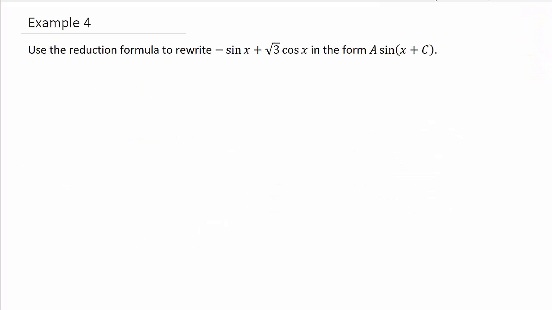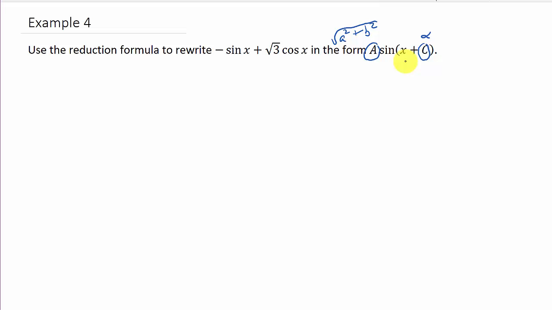All right, so let's look at example 4. We want to use the reduction formula to rewrite negative sine x plus square root of 3 cosine x in this form, a sine(x plus c). If you remember in the formula, the directions just put an a here, but that a represents the square root of a squared plus b squared. Instead of writing this, they just used an a there. And then your angle here, c, in the formula was alpha. They just use different letters, and depending on what book you use, they might use different letters than what I'm using here in the video.